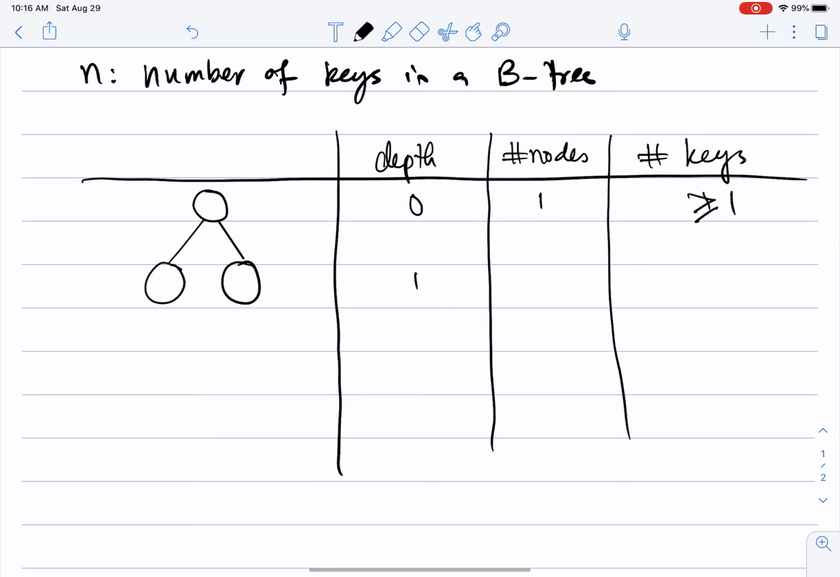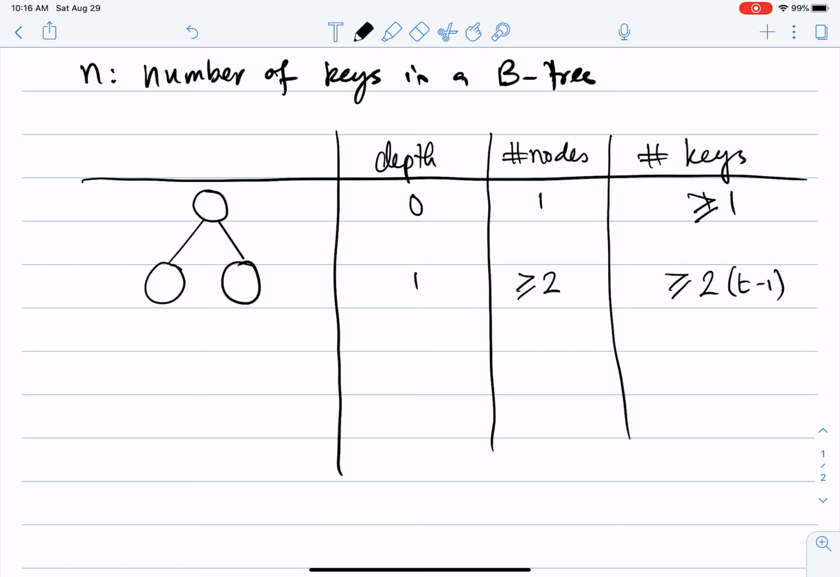So at depth 1, we have at least 2 nodes. Each one of these 2 nodes has to have at least t minus 1 keys. So the number of keys is at least 2 times t minus 1. Where did the t minus 1 come from? It's a property of B trees that every node has to have at least t minus 1 keys. Again, I repeat, the root has at least one key, therefore it has to have at least 2 children.